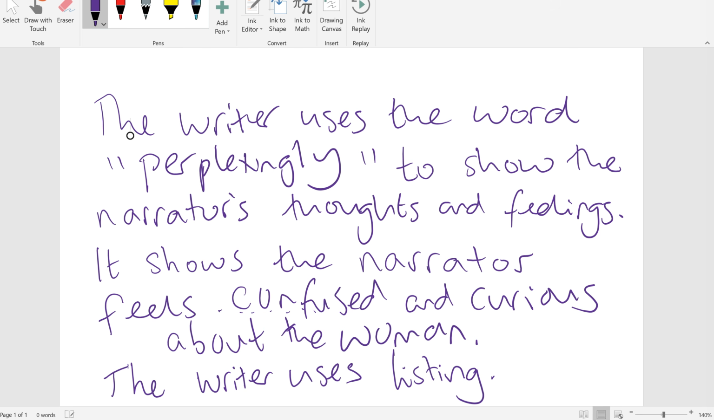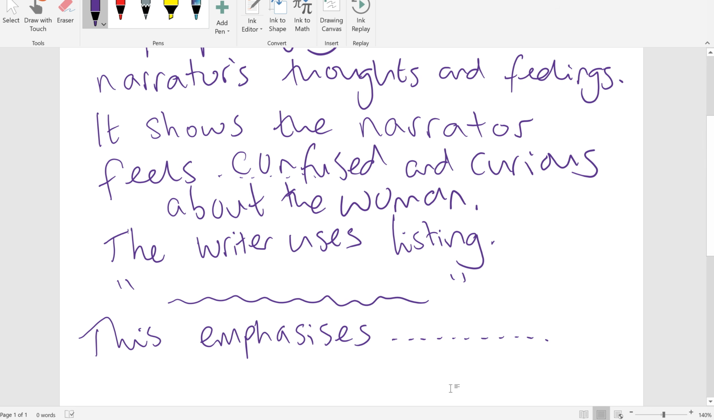Okay, so that's fine for your language. And then if you want to write about structure, you'd say something like the writer uses listing, and then you do, and remember to do an example or a quote here. If it's a really long sentence or a list, you don't have to write the whole of it, but you could just write the beginning of it. And then this emphasises how much detail he's going into and how closely he's looking at the woman, for example. Okay, and there you go, you've got your language and your structure.